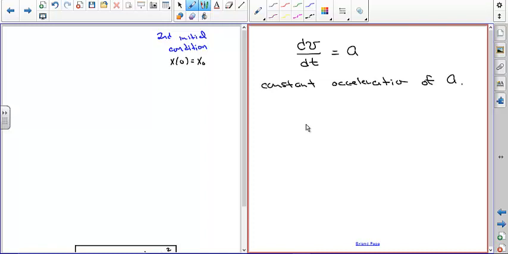So what we would do is multiply both sides by dt. So I'm converting this derivative into the differential form. So instead of saying d dt of v, it's dv over dt. Now, if I integrate both sides of this expression, just like any math thing, if you do the same thing on both sides, so I integrate dv and I integrate a dt.